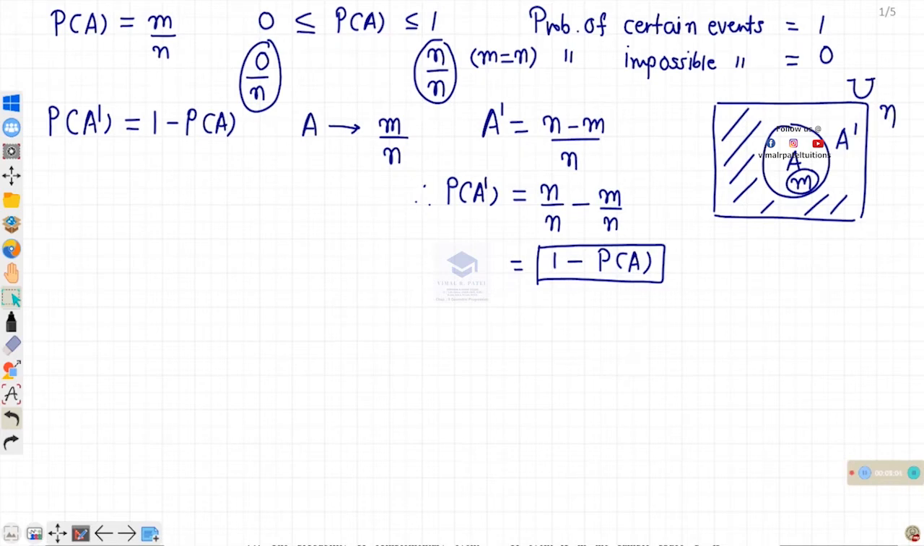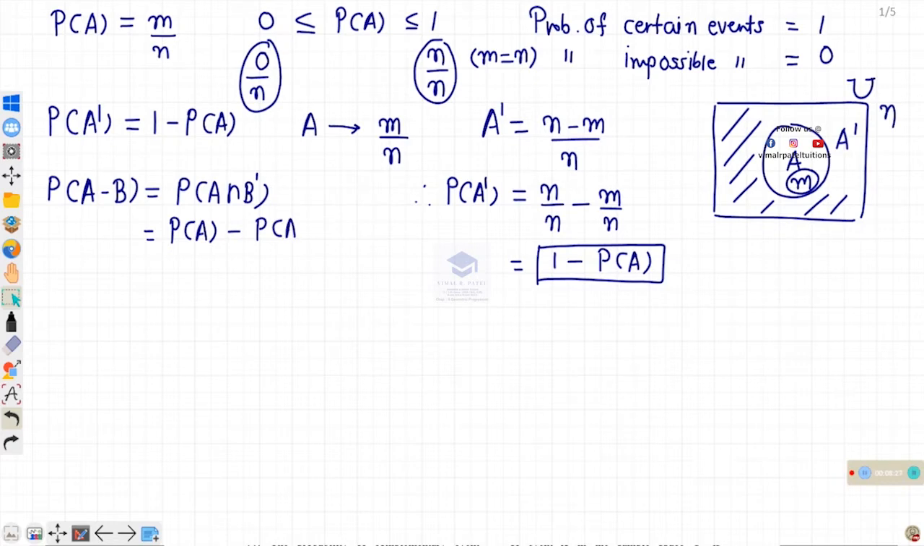Then A minus B, also A intersection B dash, is equal to A minus A intersection B.